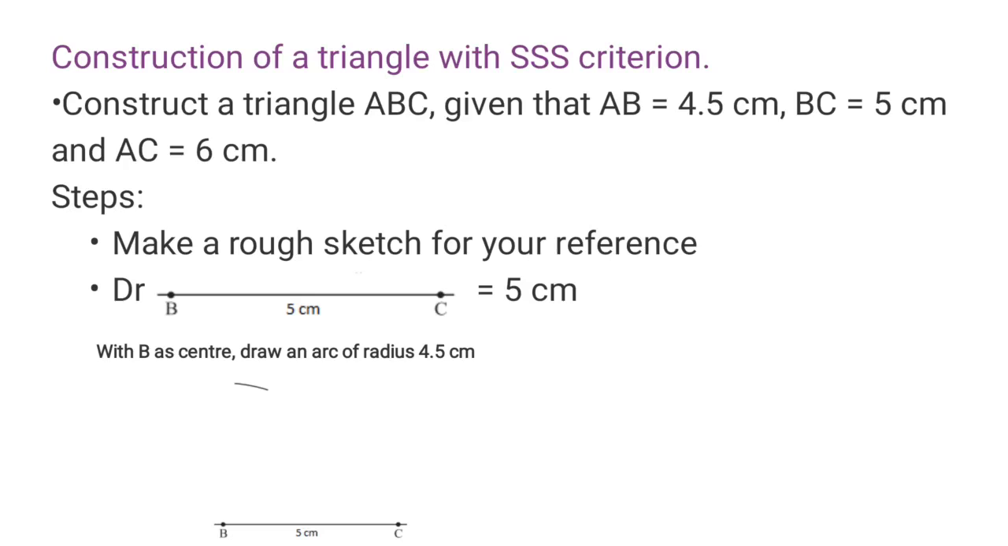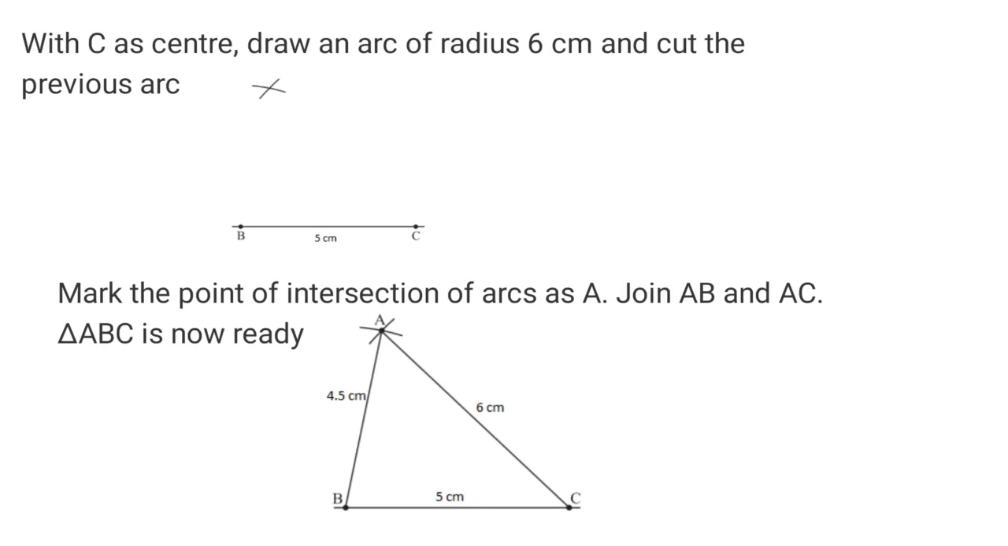Step number 1. We'll draw the line segment BC of length 5 cm. Step number 2. With B as center, we'll draw an arc of radius 4.5 cm. Step number 3. Now, with C as center, we will draw an arc of radius 6 cm. Next, we'll mark a point A on the point of intersection of the arcs and then join AB and AC. Thus, we can say that the required triangle ABC can so be constructed.